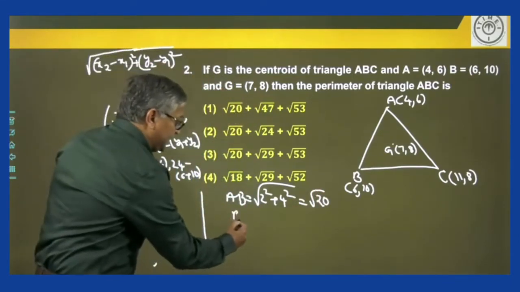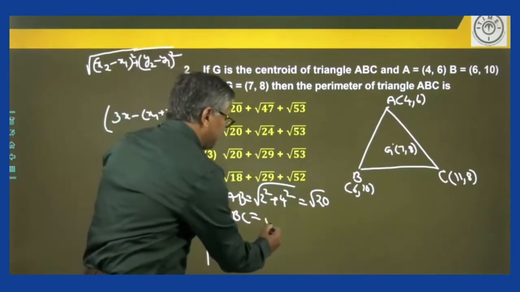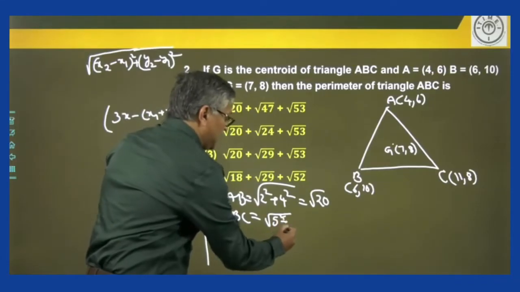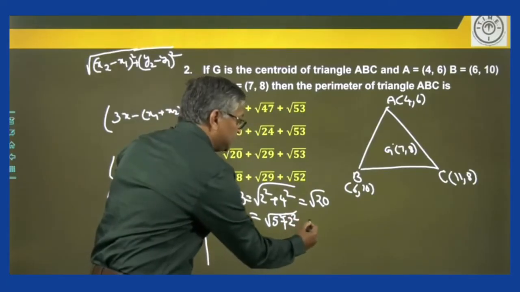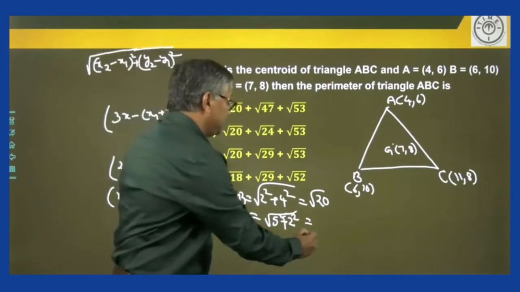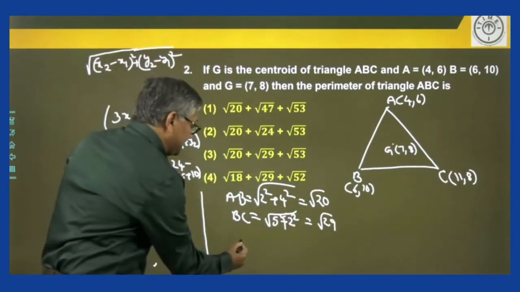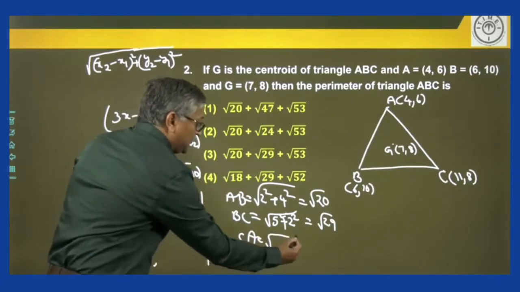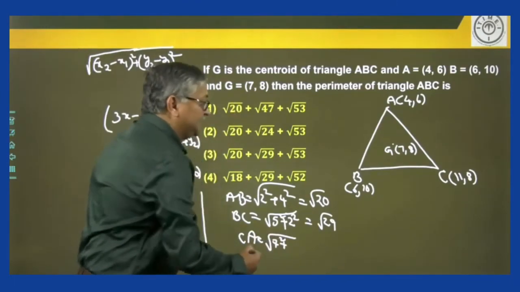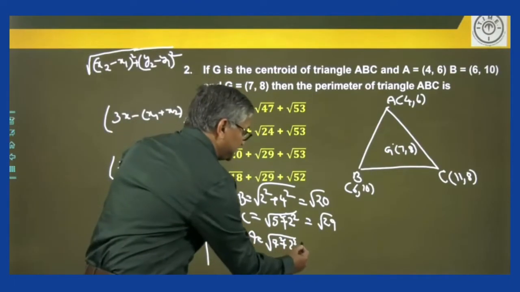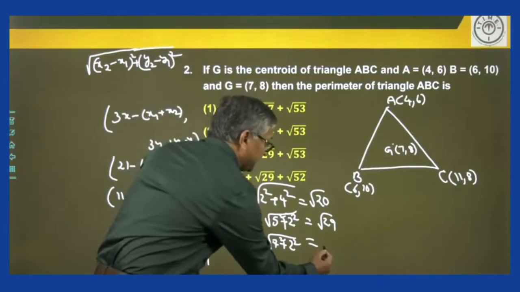Similarly, what is the BC? BC is nothing but the distance between B and C. So, 11 minus 6, that is 5 square, plus 8 minus 10, that is minus 2 whole square, same as plus 2 whole square. So, this value is root 29. And finally, what is the CA? CA is equal to root over 11 minus 4 whole square, that is 7 square, plus 8 minus 6 whole square, that is 2 square. So, this is 49 plus 4, that is 53.